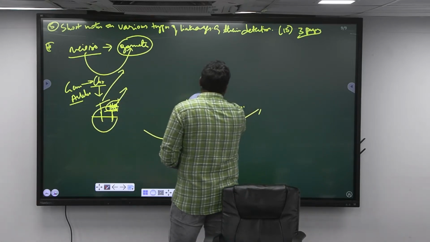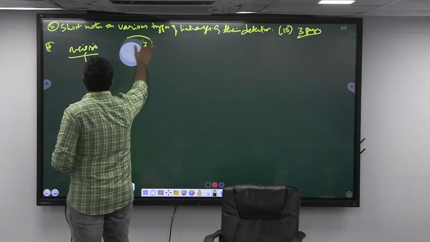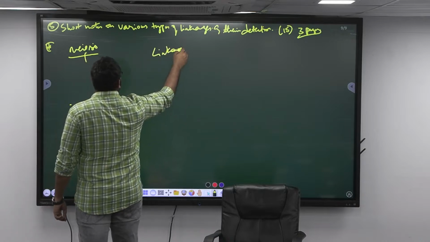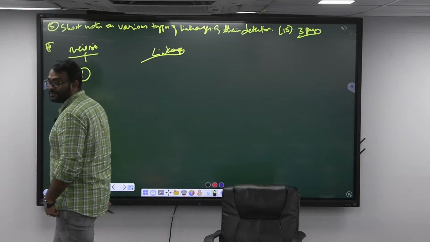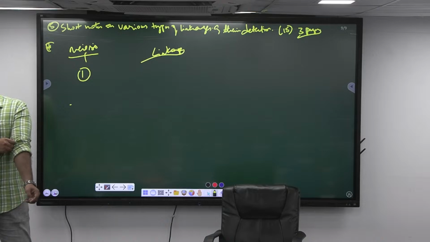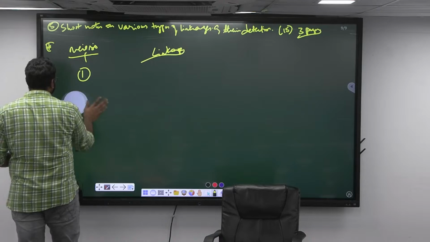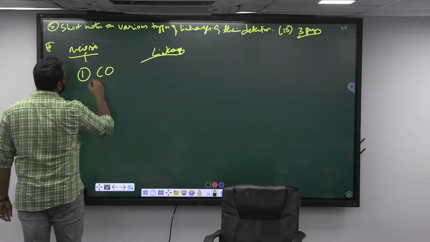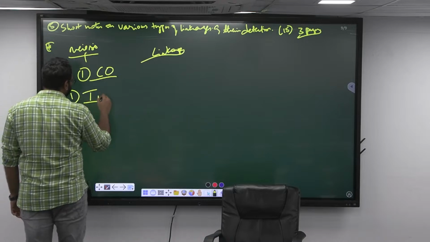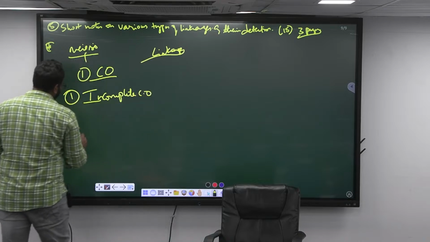So how many types of linkages are there? 3 types. What are those? Forgotten already. See, basically we have 3 sets of classification. One is based on crossing over, which most people will know. One is called incomplete crossing over. The second one is complete.